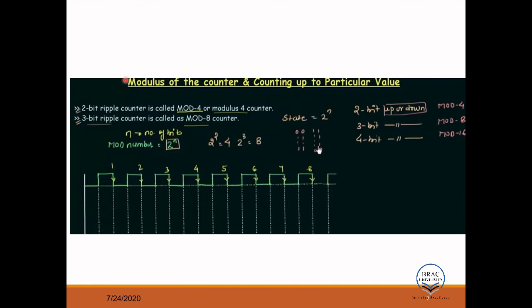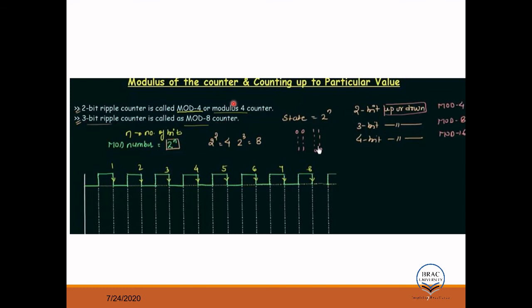Okay, so now we will discuss the modulus of a counter and counting up to a particular value. Say mod number equals 2 to the power n. What is n? n is the number of bits. So 2 bit means n equals 2, and 2 to the power 2 is 4. So a 2 bit ripple counter is also a mod 4 counter, or modulus 4 counter. A 3 bit ripple counter is 2 to the power 3, 8, so a mod 8 counter. Okay.